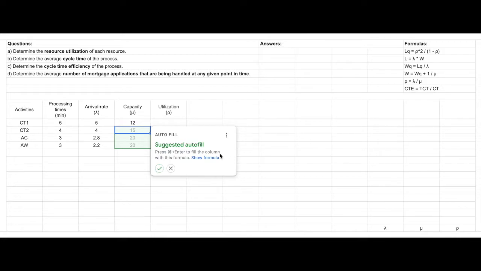And based on the same logic, we find the capacity of the other activities, which lead us to these, and the Google spreadsheet helps us fulfilling this, but as you may see, the logic is the same. We have 60 divided by the processing time of each activity.